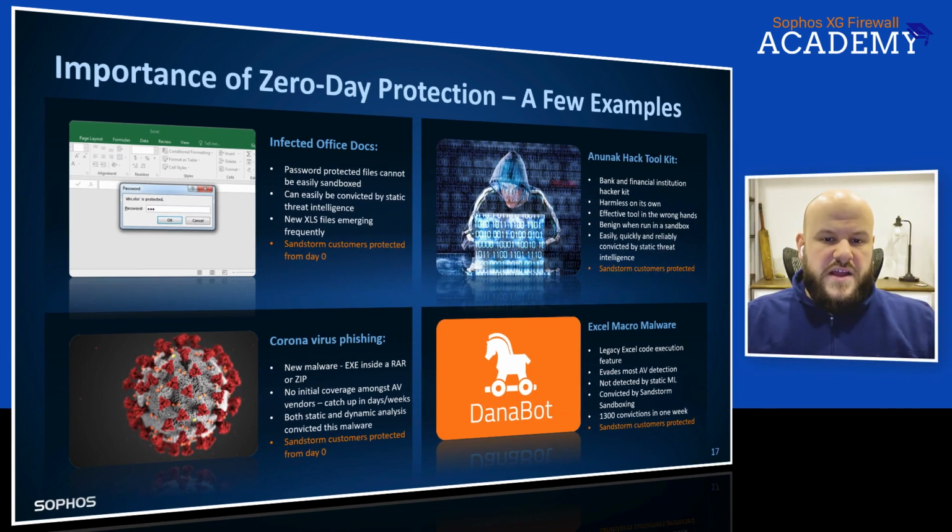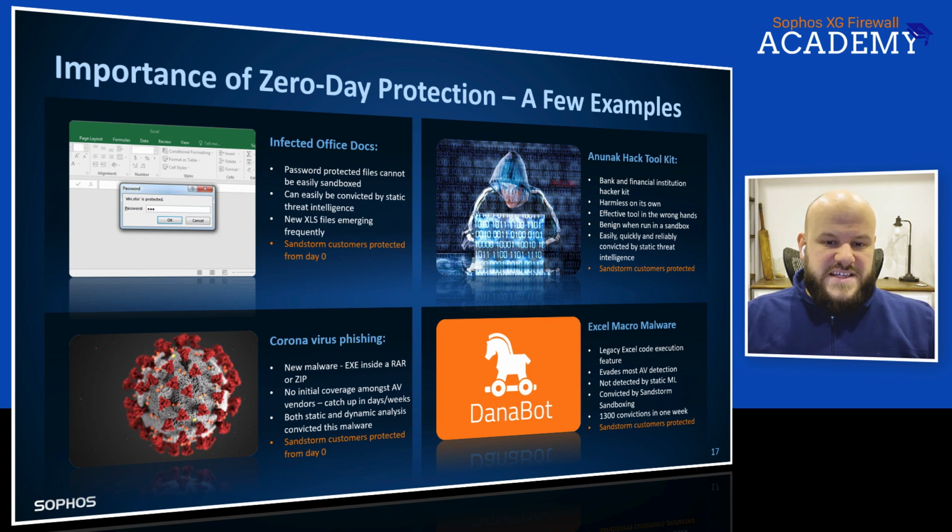Next, the Anuna hacking tool, which is a bank and financial institution hacker kit that is also easily, quickly, and reliably convicted by static threat intelligence. Then lately, we've seen a huge increase in coronavirus phishing attempts, many of them using a new attack consisting of an executable inside of a compressed file, like a .rar or .zip. Both static and dynamic analysis convicted this malware, and most importantly, Sophos Sandstorm customers were protected from day 0.